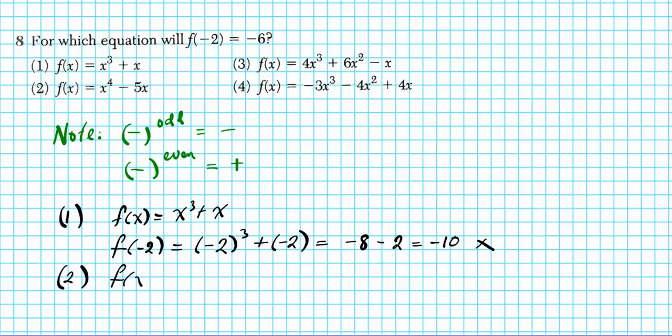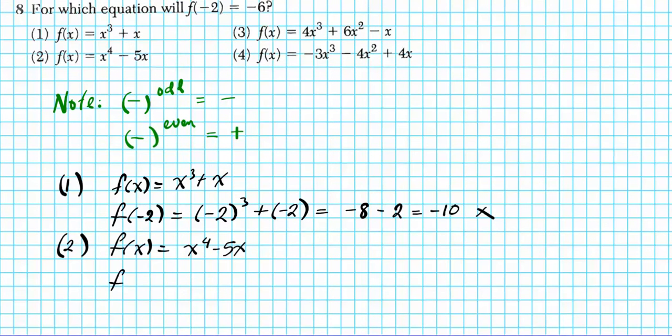Option 2, we have the function f of x equals x to the fourth minus 5x. We're going to look for f of negative 2. So that's going to be negative 2 raised to the fourth power minus 5 times negative 2. Just plug in negative 2 for the x's here. Negative 2 to the fourth power is 2 times 2 times 2 times 2, which is 16. Since it's an even power, the minus drops off, so we have 16. Minus times minus is plus, plus 10. 16 plus 10 is 26. That's not what we want. We are looking for negative 6.